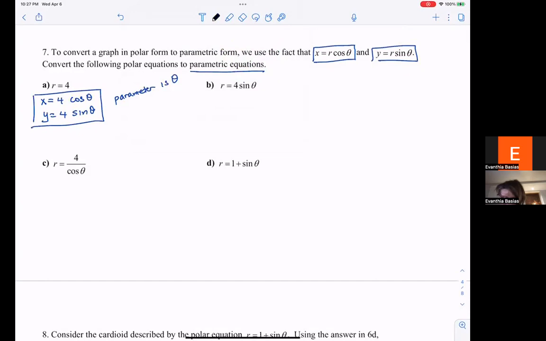In the other one, if r equals 4 sine theta, well, if x equals r cos theta, we would have x equals 4 sine theta cos theta. And if y equals r sine theta, we would have y equals 4 sine theta times sine theta, or 4 sine squared theta. So notice that the r is incorporated.